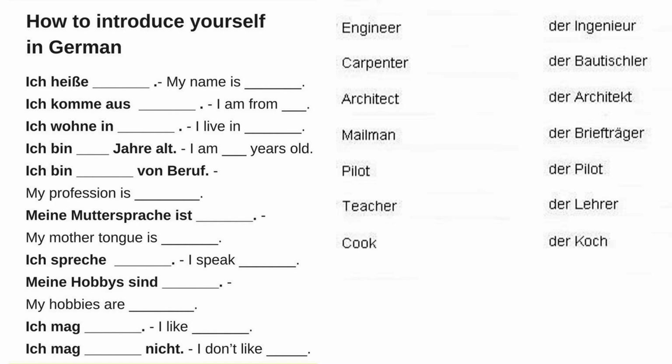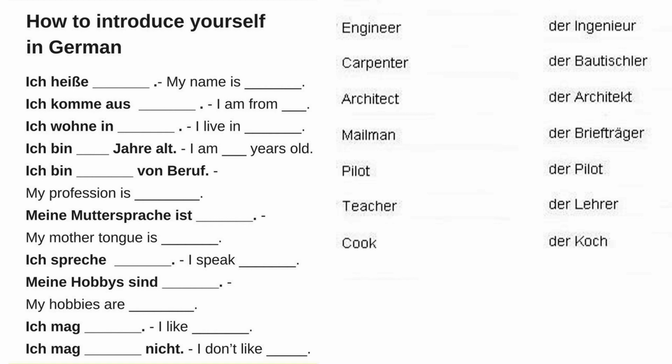Next is Ich komme aus. Ich means I, you don't know. Komme means come. Ich komme aus, I come from. Yeah, it's not I am from, it's I come from. So Ich komme aus Indien. I come from India.